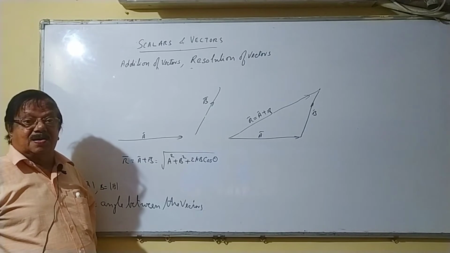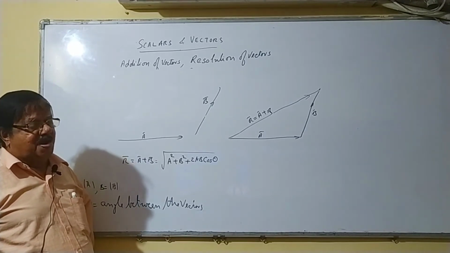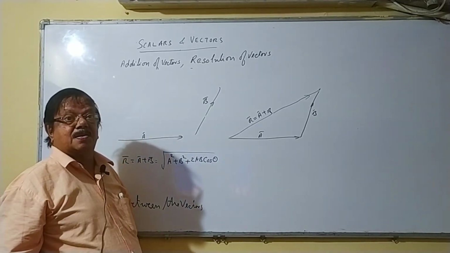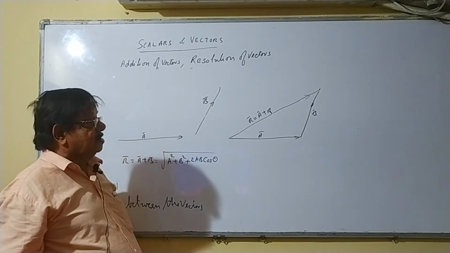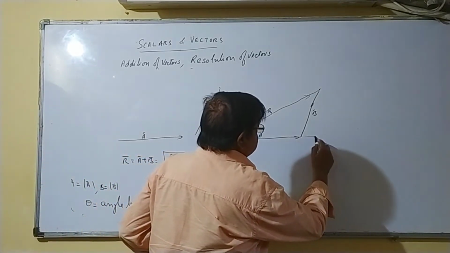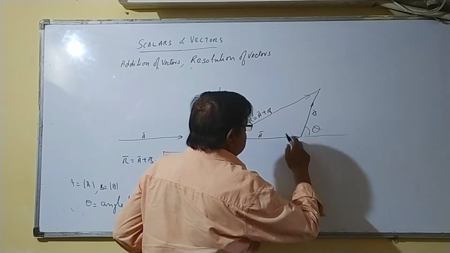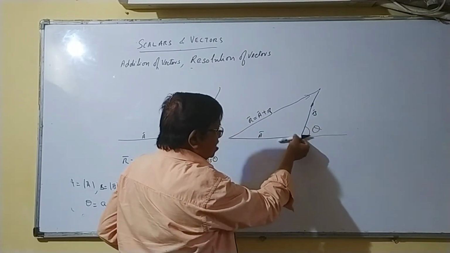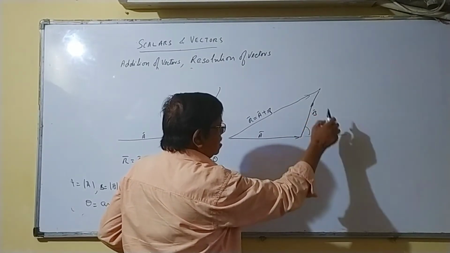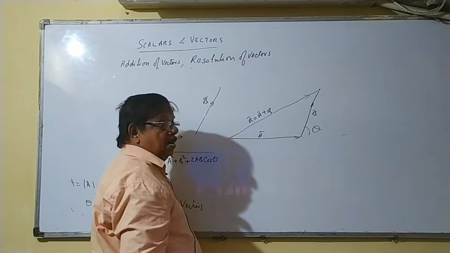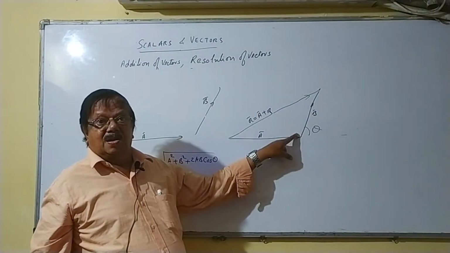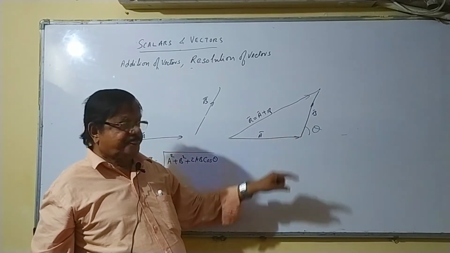When you have to take the angle between the vectors, you have to be very, very careful. Look here. If you want the angle between A and B, there are two methods. One is to extend vector A like this. This is the angle between the two vectors, vector A and B. A is in this direction, and from there the angle for B vector is in this direction. This is one method. Don't take this angle. This angle is not the angle between the two vectors.